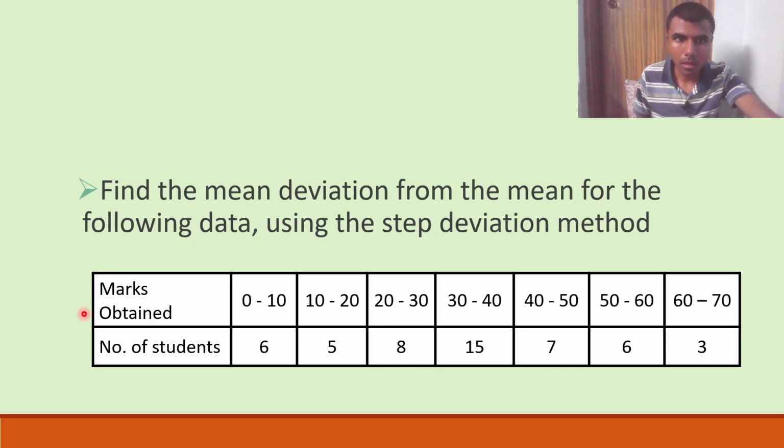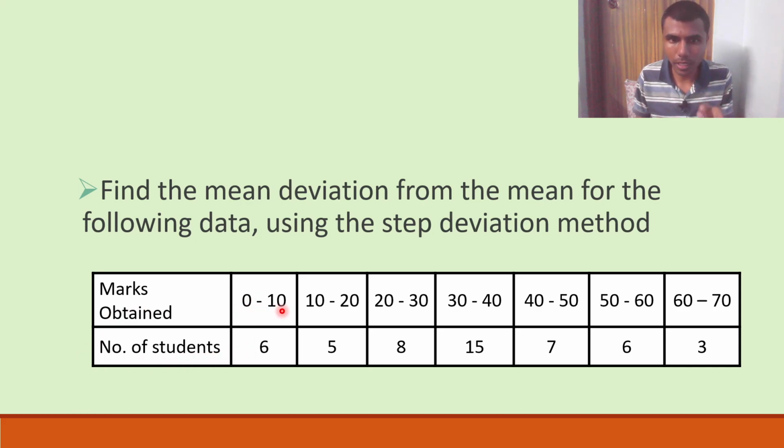Now, here we are given marks obtained as well as number of students. Marks obtained are given in ranges, in intervals like 0 to 10, 10 to 20, 20 to 30. So this is nothing but class interval. This entire thing is class intervals, and this is number of students.